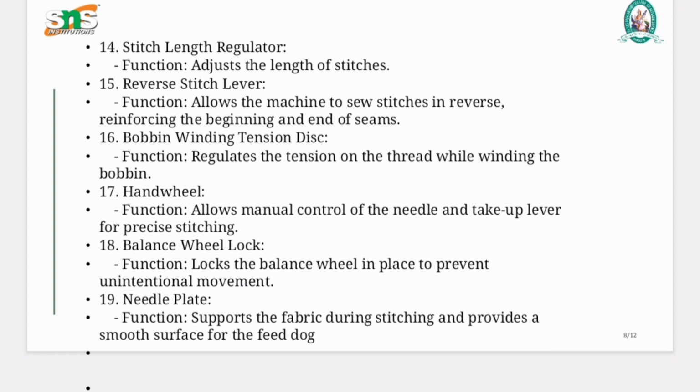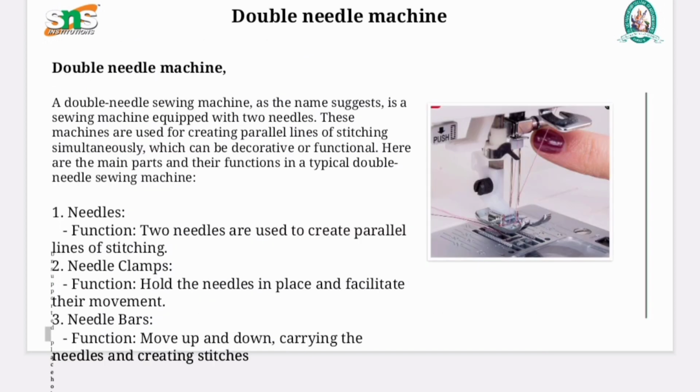Double needle machine. A double needle sewing machine is a sewing machine equipped with two needles. These machines are used for creating parallel lines of stitching simultaneously, which can be decorative or functional. Needles: two needles are used to create parallel lines of stitching.